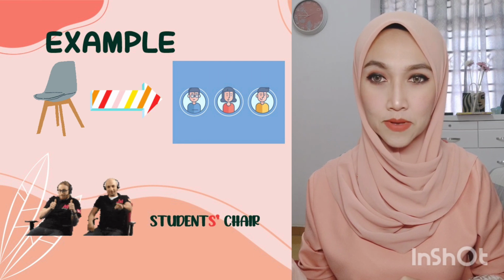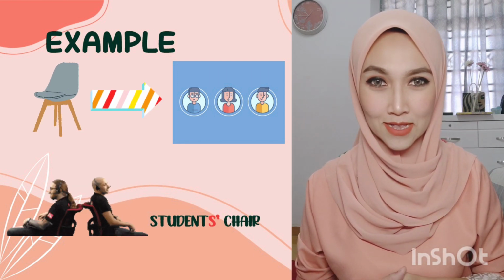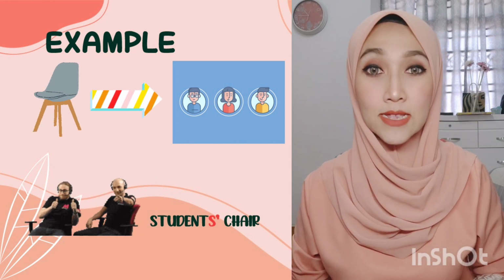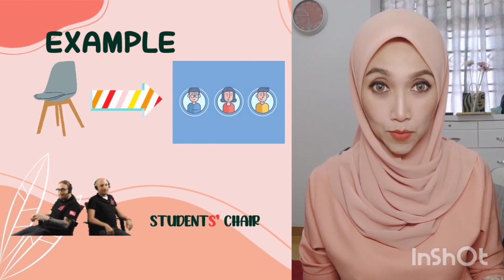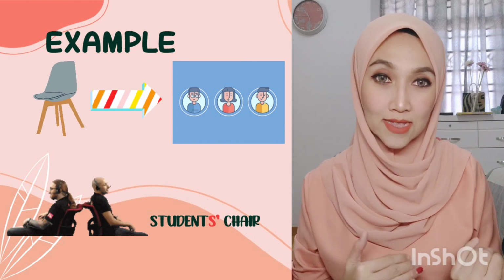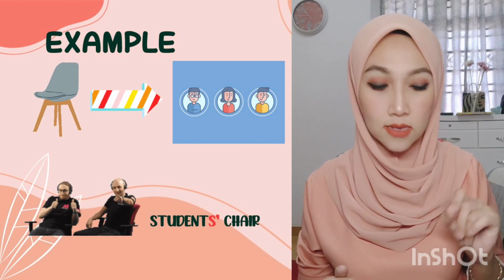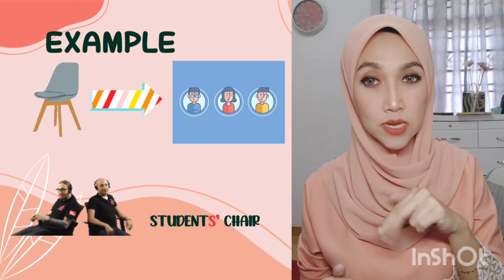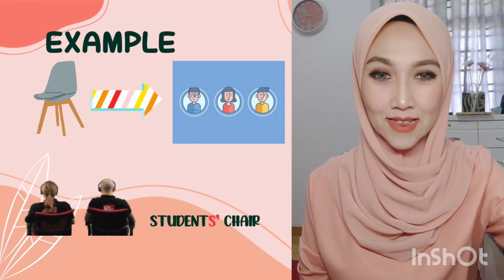Okay, these examples show more than one student. So, it's already become students, with S, because more than one. It's plural. So, now to show that the chair belongs to those students, we use students and apostrophe. Add S to the word students and apostrophe. Okay, students' chair. Okay, next.